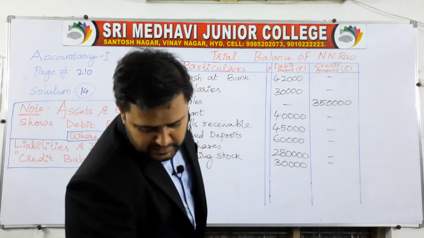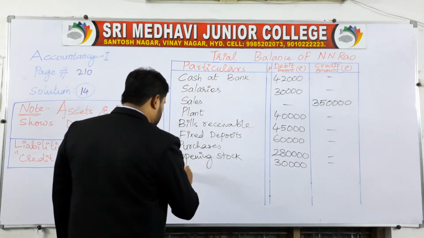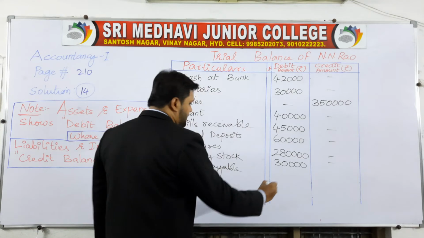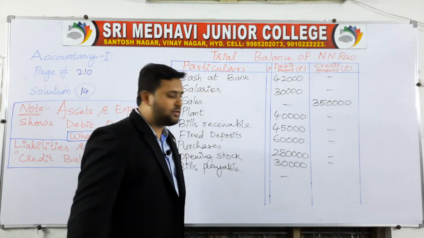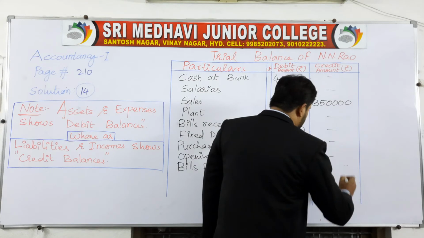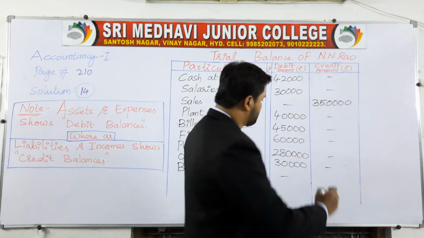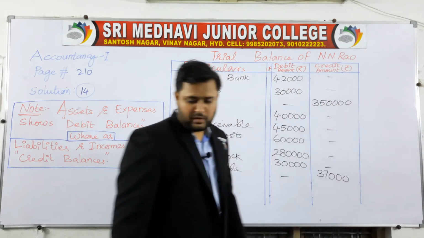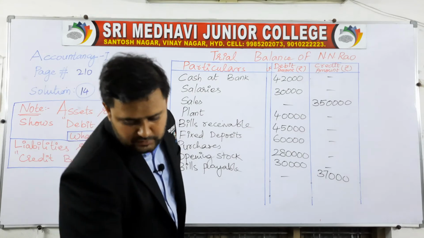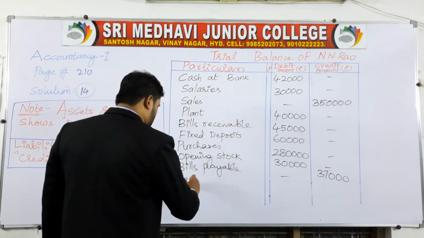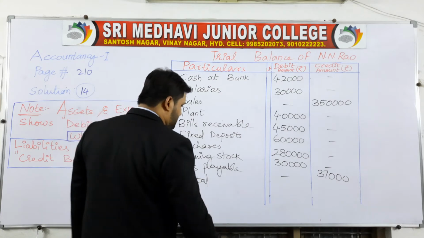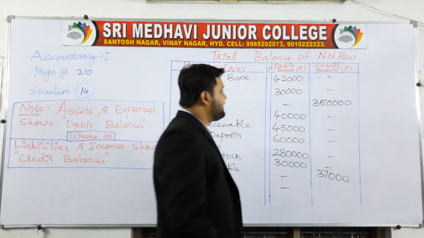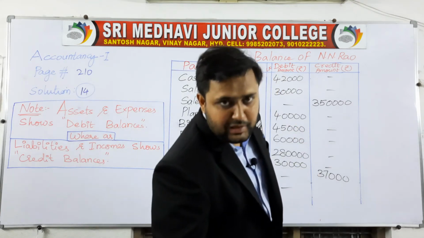Bills payable, 37,000. You need to pay the bills, which means it's a liability for you, and a liability shows credit balance. How much is the amount? 37,000. Capital is 1,40,000. Capital is a liability for you, so you have to write it in the credit column. How much? 1,40,000.